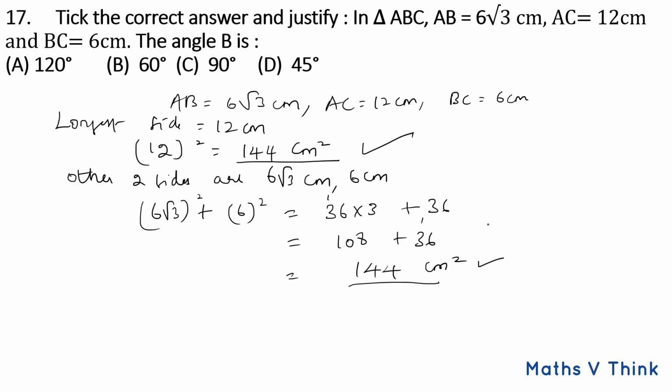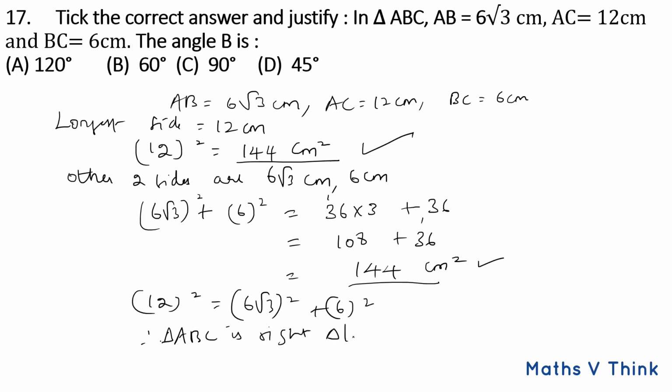So here can I tell triangle ABC is a right triangle. So we got 12 square is equal to 6 root 3 square plus 6 square. Triangle ABC is a right triangle and angle B is equal to 90 degree. So here the option is C.